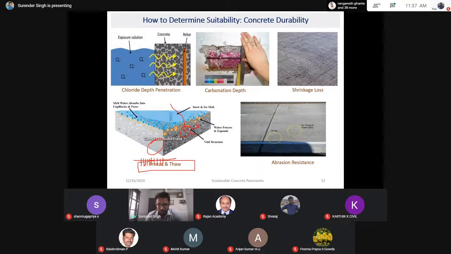So it will create some stresses, and because of that, your pavement will be failing. Okay, so this is generally used where the surface temperature goes down below 0 degrees centigrade. Okay, so now you know the method.